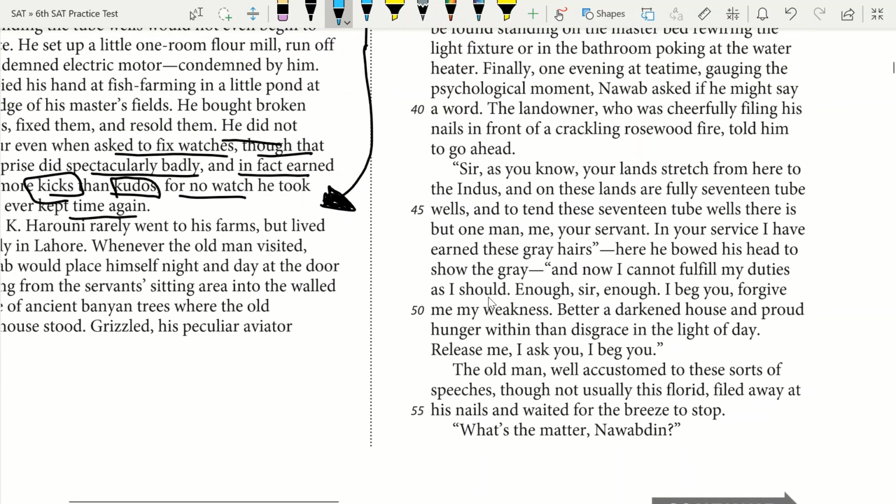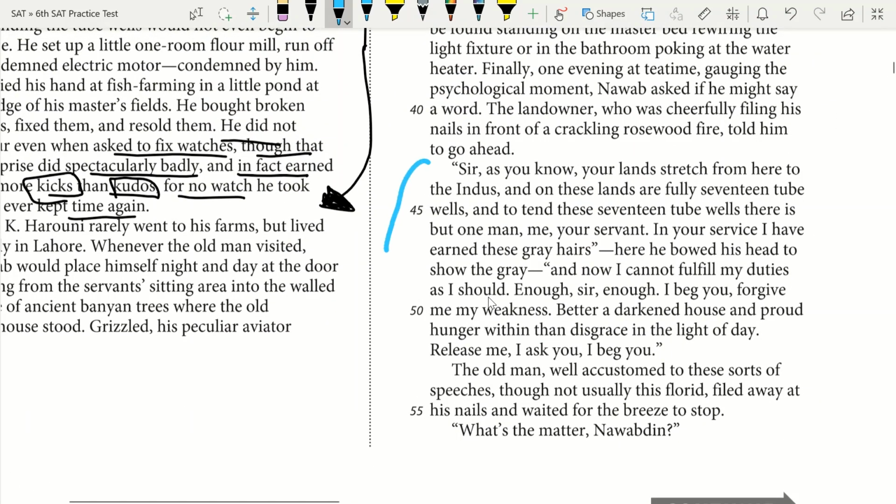We have, sir, as you know, your land stretched from here to the Indies. We talk about how there's 17 tube wells. He's the only one servicing them. We talk about how he has earned these gray hairs in his service to Haruni. He bows his head, shows his gray hairs. He talks about how he's getting very old. He talks about how he wants to be released.